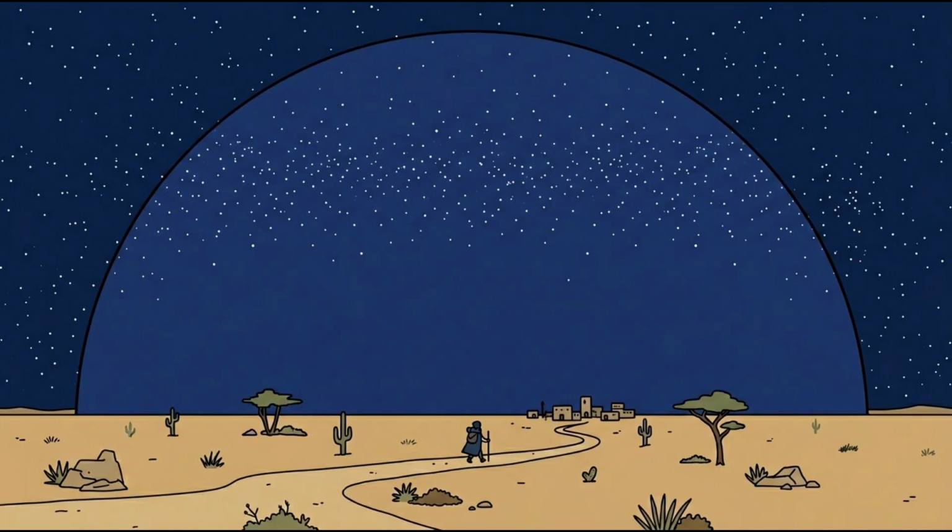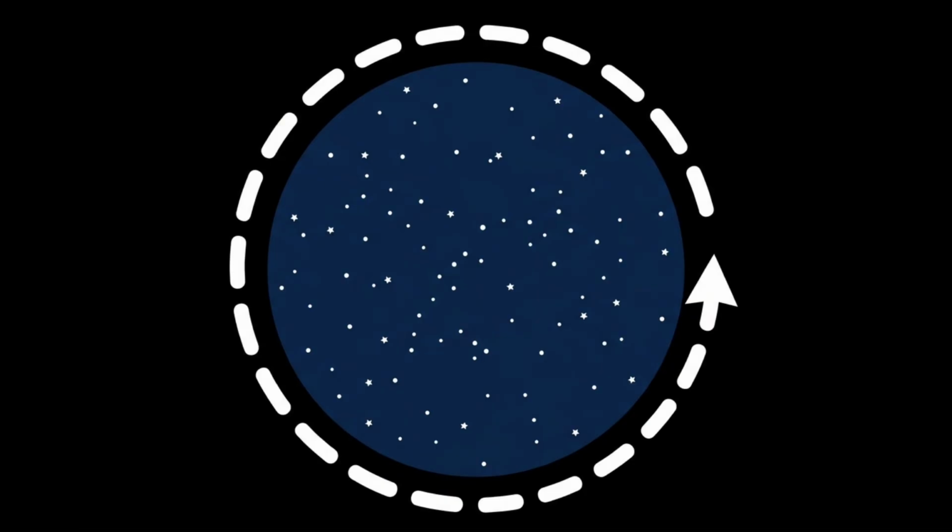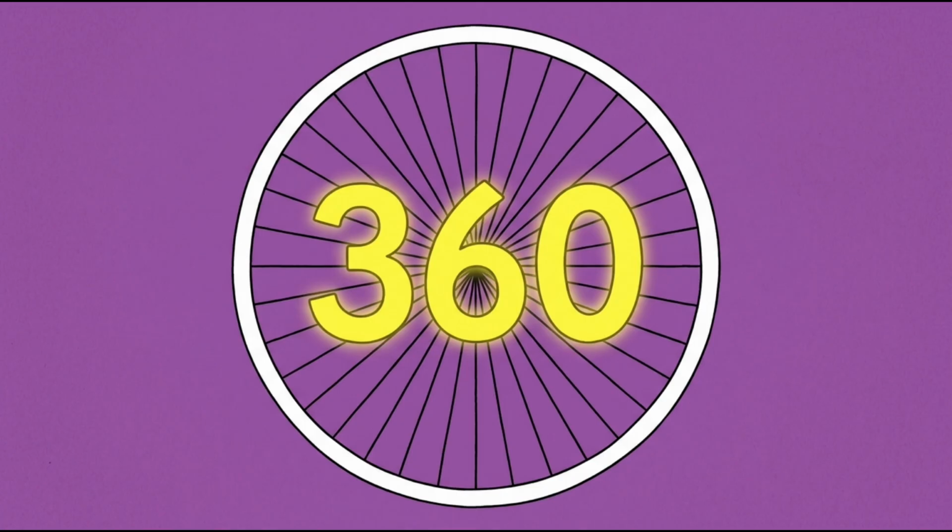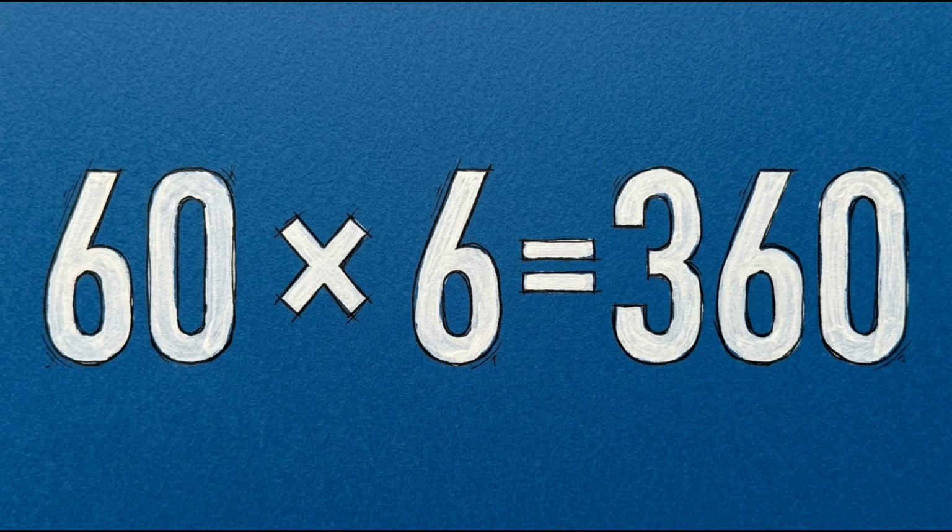The sky looks like a giant dome. The stars rotate in a massive circle. Babylonians split this circle into 360 degrees. Why 360? Because 60 fits perfectly into it 6 times.